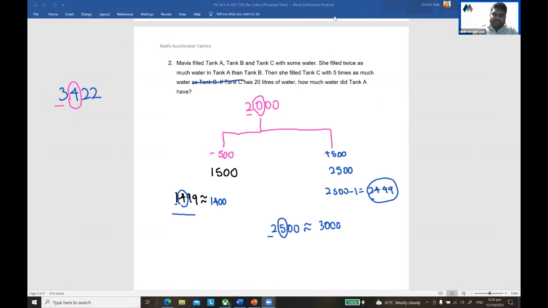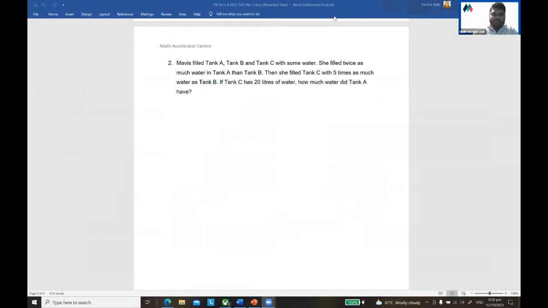Okay, so this one requires model drawing. Mavis filled tank A, B, and C, right? With some water. She filled twice as much water in tank A than tank B. Then she filled tank C with 5 times as much water as tank B. All right. So if tank C has 20 liters of water, how much water did tank A have? Okay. So a lot of information here, but let's look at it sentence by sentence.